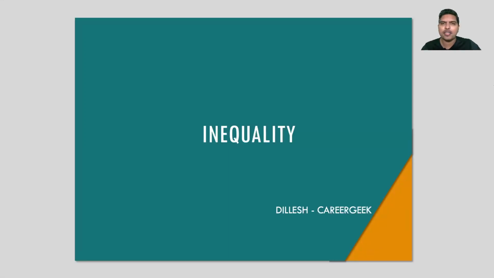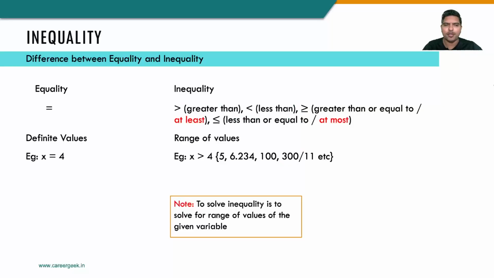Hi, so let's discuss inequalities. Now, before we understand what an inequality is, we have to first see the difference between an equality and an inequality, right? Equality implies "is equal to." Whereas inequality has four signs: greater than, less than, greater than or equal to, which is called at least, and the last one, less than or equal to, which is called at most.